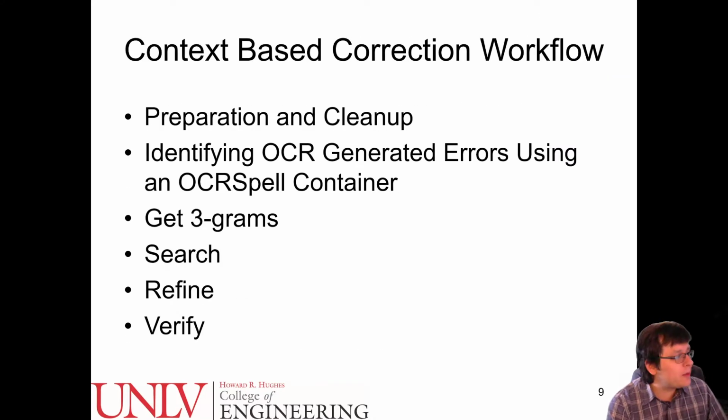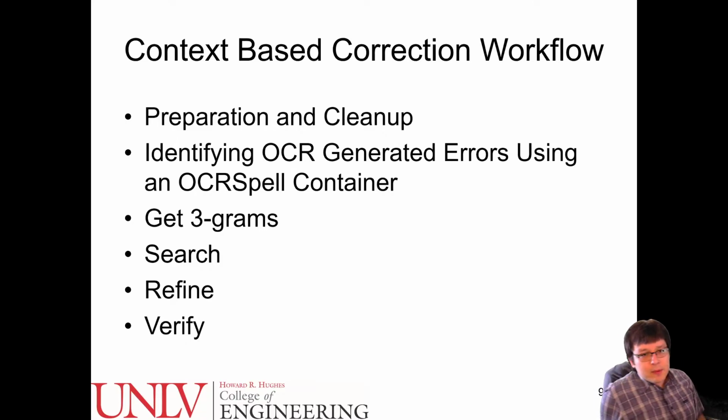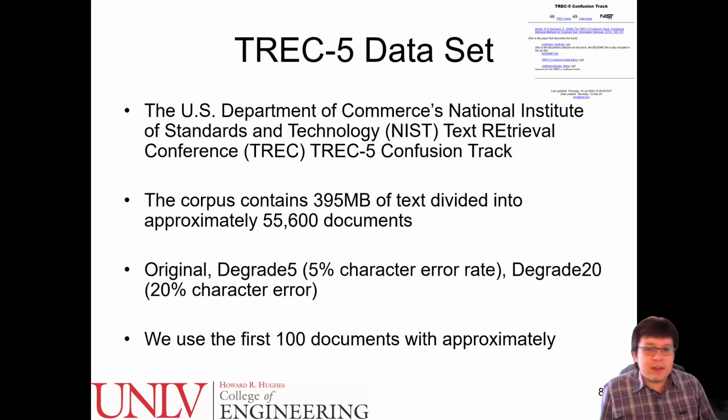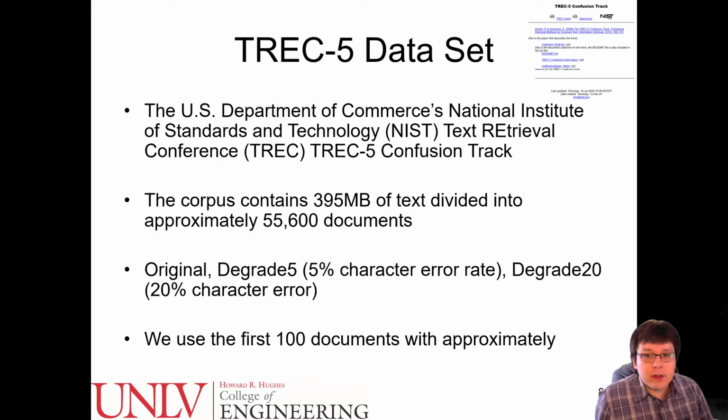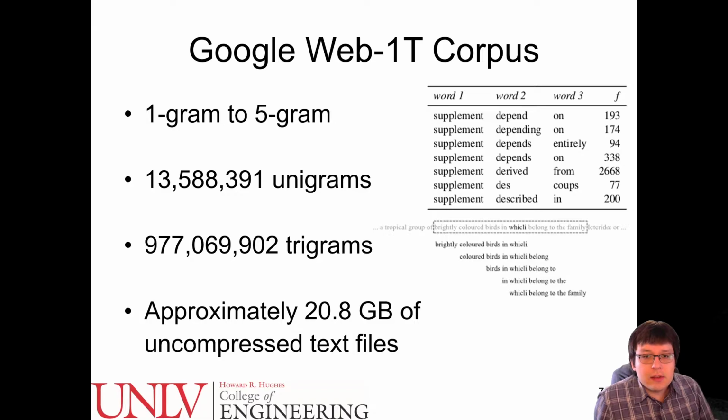And so with context-based correction, I'm going to go really fast here because this is actually a different paper. What we do is, like I basically said, we get those 3-grams for a word that we think is misspelled, and to do that, if we have, for example, "supplement depend on."